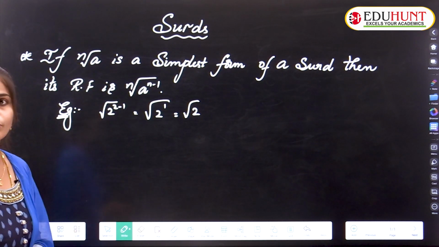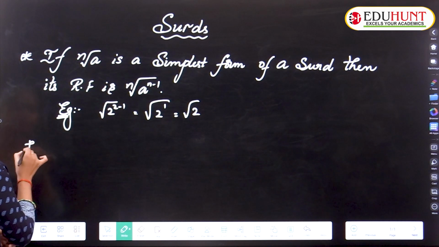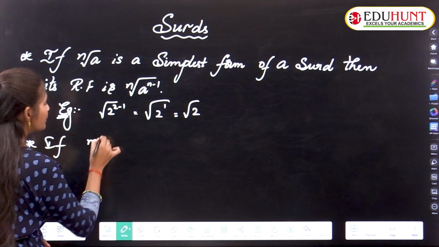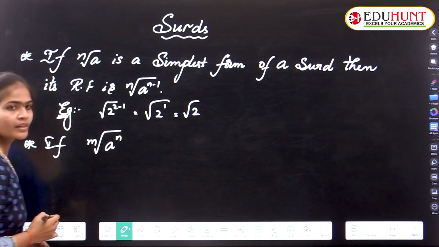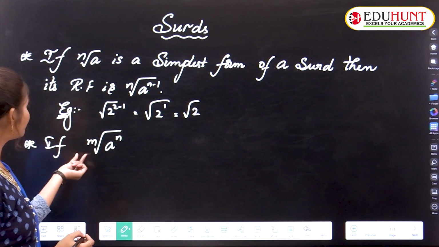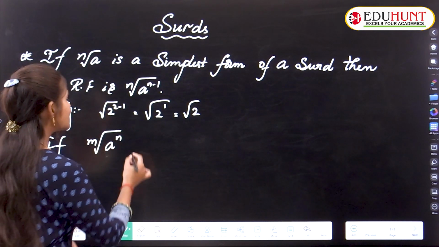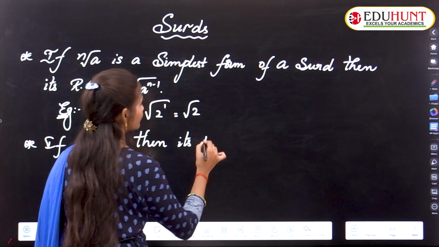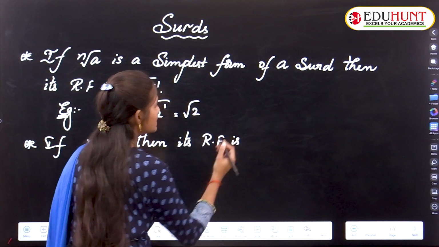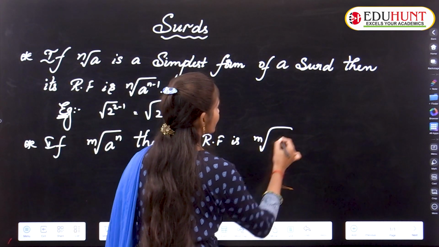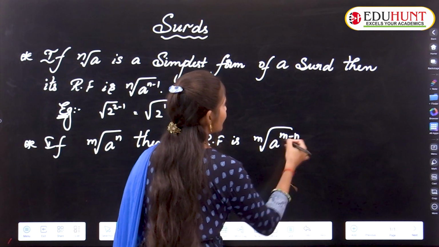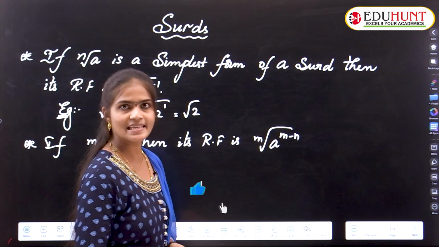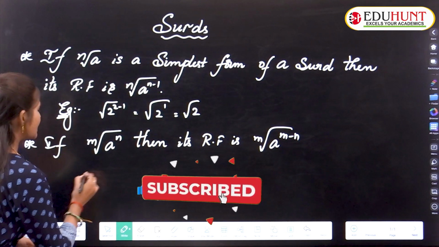Here we have another one, that is, if the surd is in the form of mth root of a power n, then its RF is mth root of a power m minus n. So here that is mth root of a power m minus n. Okay, just see one example.